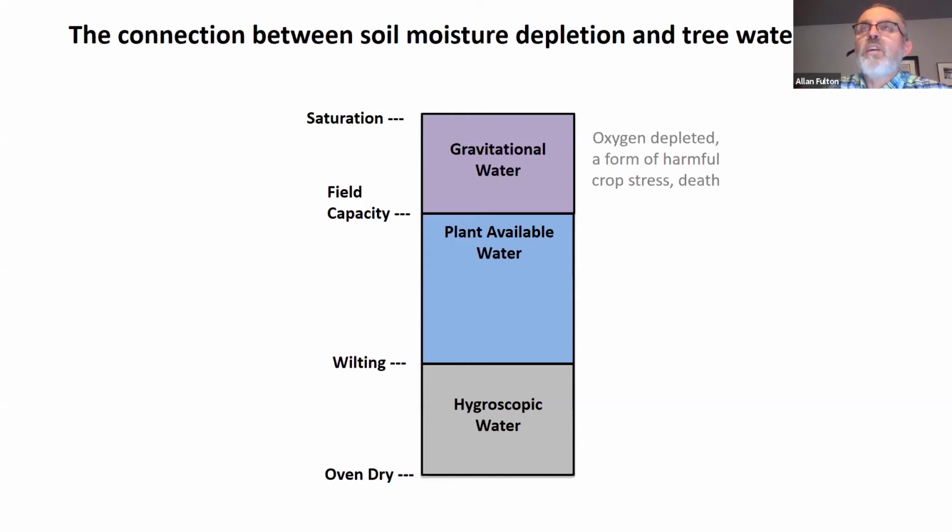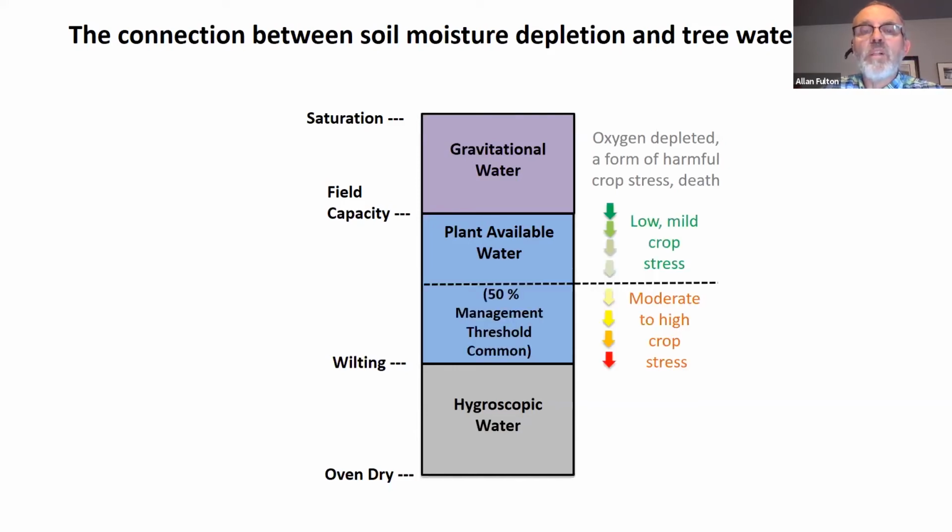Corresponding tree water status conditions during that saturated phase, we can certainly incur low oxygen conditions in the root zone, which is a harmful form of crop stress, and actually one that can lead to some pretty acute and sudden causes of tree death. In that plant available phase, the tree stress moves from little to no stress, to mild crop stress, and progresses on through moderate and high crop stress.